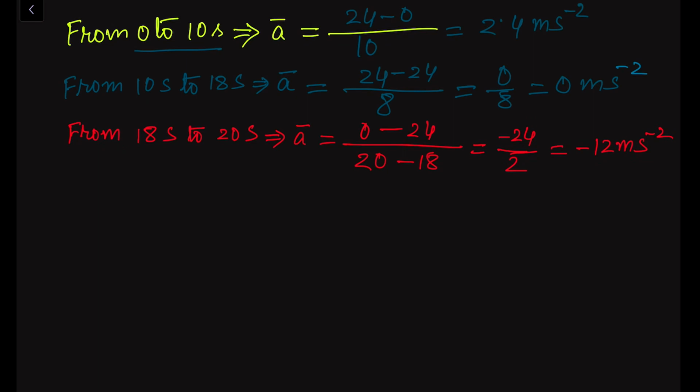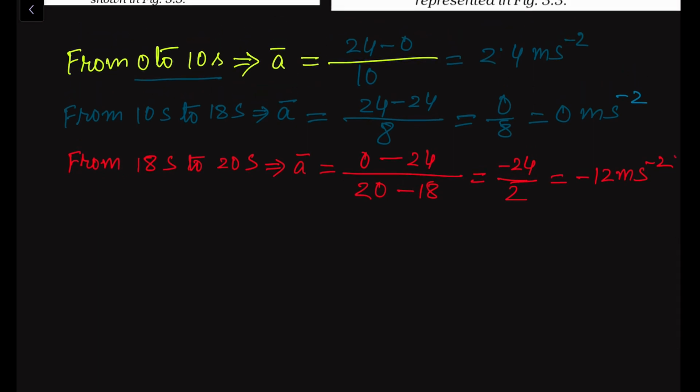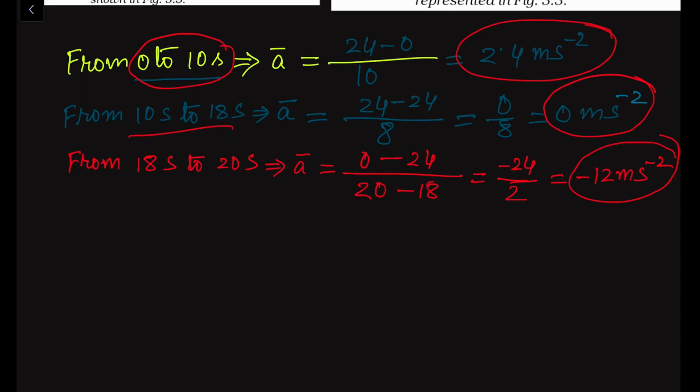Okay, are you getting my point? Here the acceleration is negative. This means the velocity is decreasing from 18 second to 20 second. And from 10 to 18 second it is 0 meter per second square. There is no acceleration, velocity is constant. From 0 second to 10 second we have this much acceleration, which is a positive term, so the velocity is increasing from 0 second to 10 second. I hope you are getting this point.